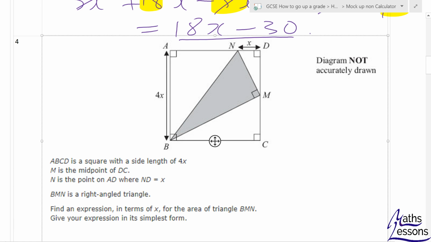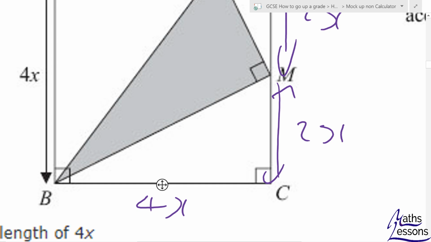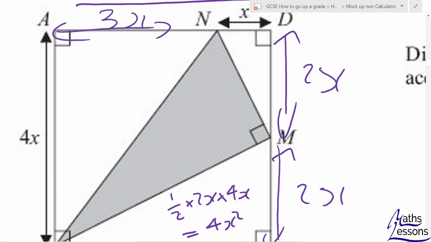Okay, let's have a look at this one. I'm going to work this out. This length here is going to be 3x because the whole length is 4x. This length here will be 2x because of the midpoint M. This length is 2x and 4x. So we can see that this one will have an area of a half times 2x times 4x, which will give us 4x squared. Half times 2 times 4 is 4, and x times x is x squared.